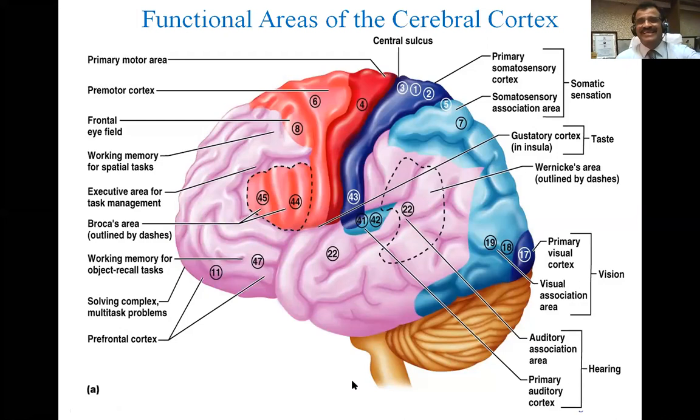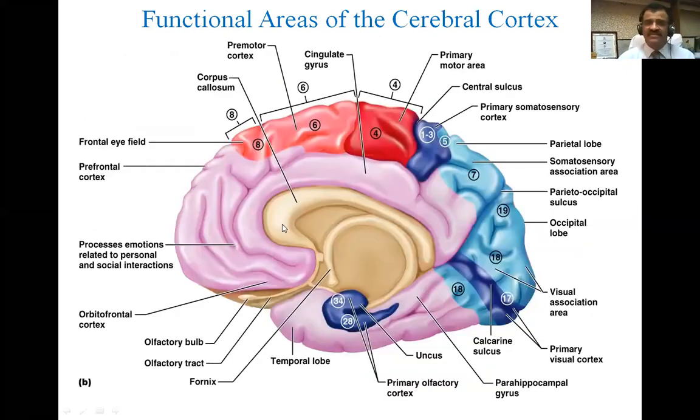The same areas get reflected on the medial surface of the cerebral hemisphere. See, 4 is coming towards that, 6 is coming towards that, and 8, because that is a continuation of the area towards the medial surface. 5, 7, 17, 18, 19, and some other areas also, like 28 and 34. They are part of the uncus and therefore the primary olfactory area. So additional areas you also get. This is a diagram of the medial surface of the cerebral hemisphere.